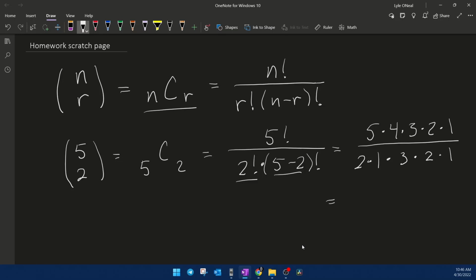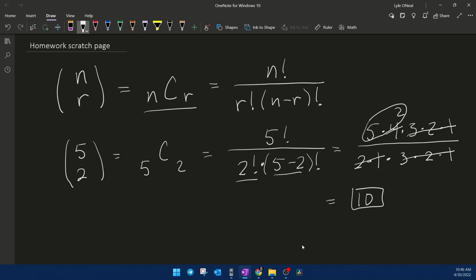And then you would simplify the fraction. So 3 times 2 times 1, those are going to divide out. 2 times 1 is 2. 2 goes into 4 2 times. And then we're just left with 5 times 2, which is 10.